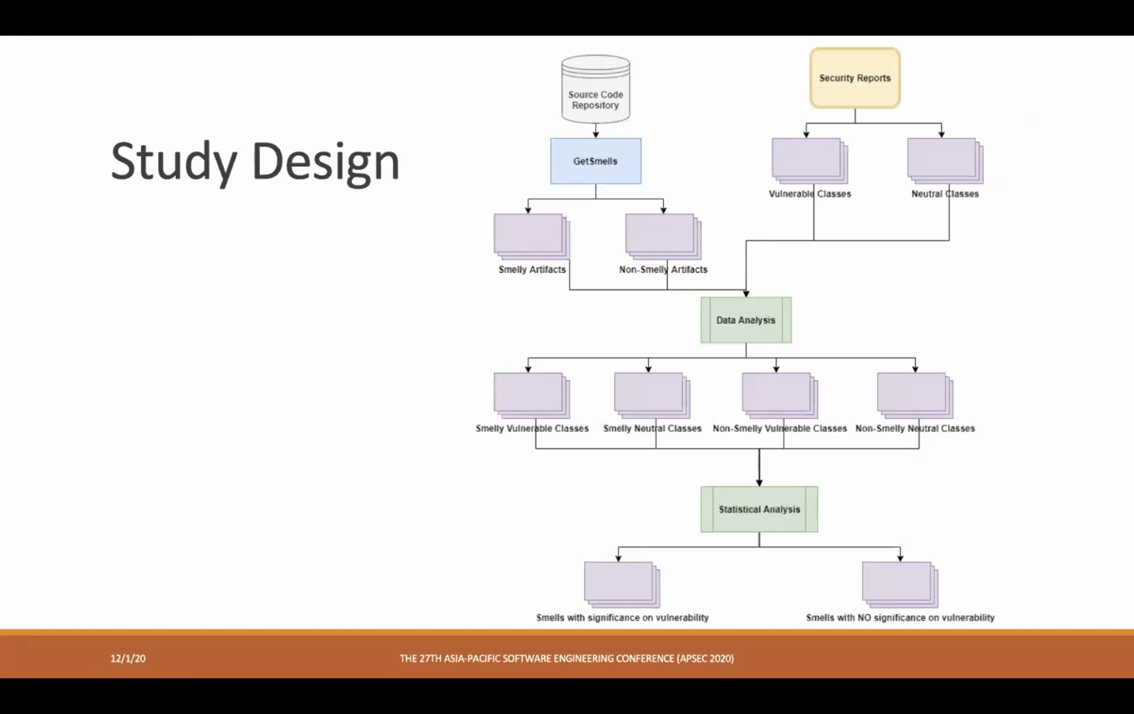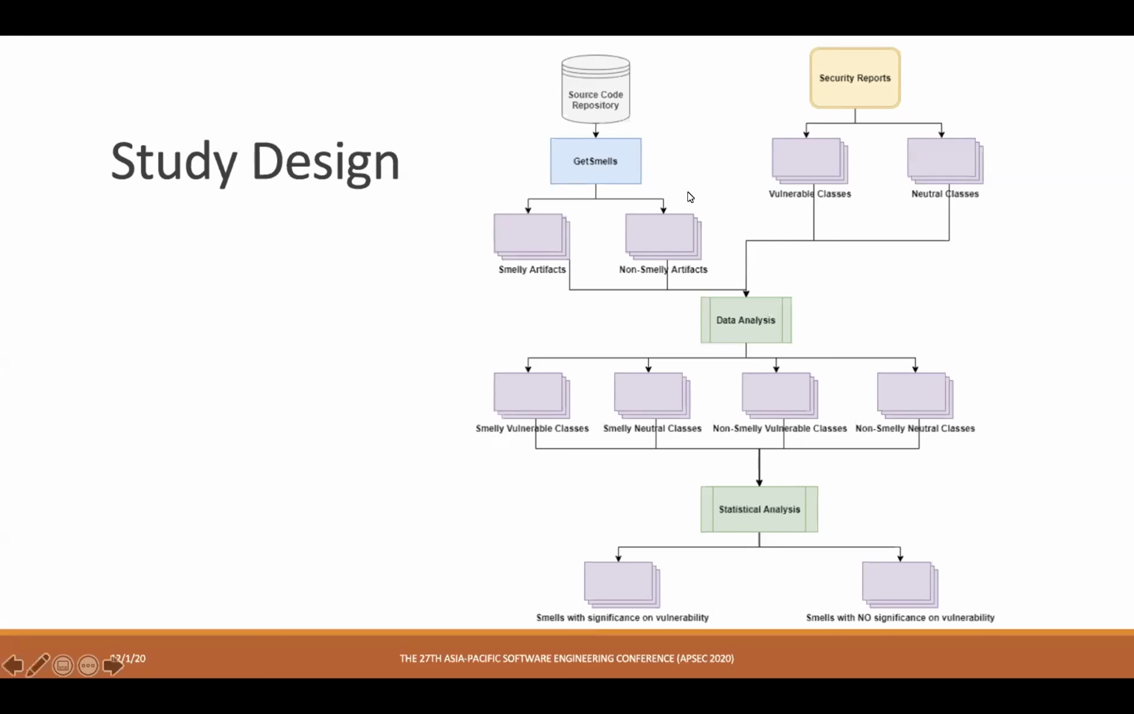This is a brief picture of our study design. If you see the picture, there are basically 2 parts. One is extracting the code smells. Another is extracting the vulnerable and non-vulnerable, or neutral, classes. We term them neutral classes because we cannot say they are non-vulnerable; maybe the vulnerability has not been exposed yet, but we cannot certainly say that they don't have vulnerability. So for that purpose, right now we have termed them neutral classes.